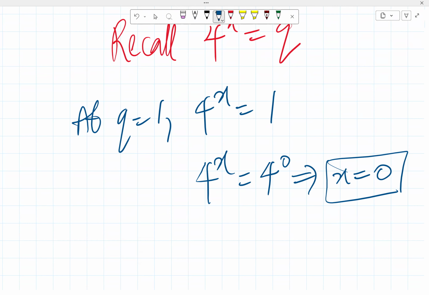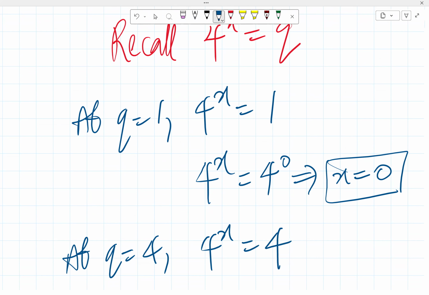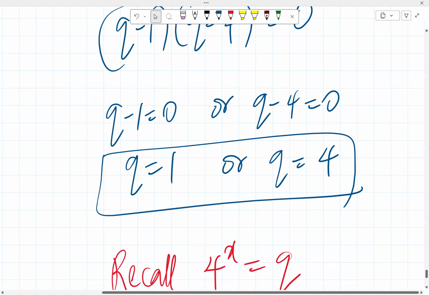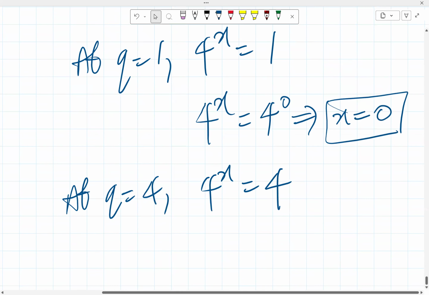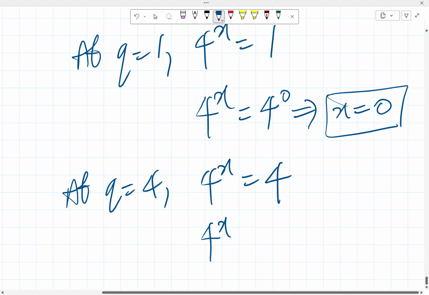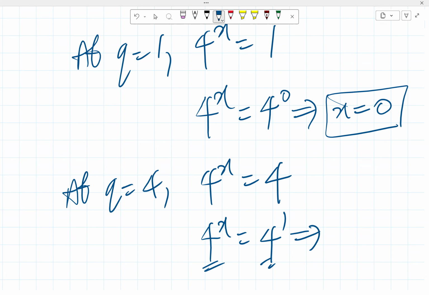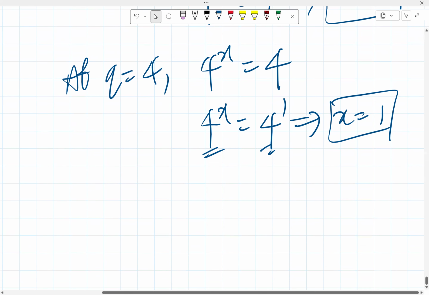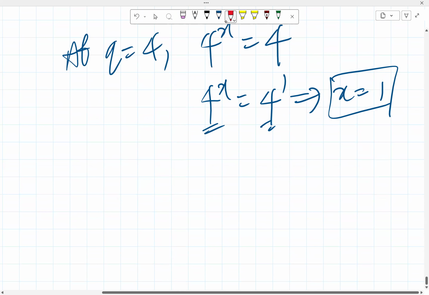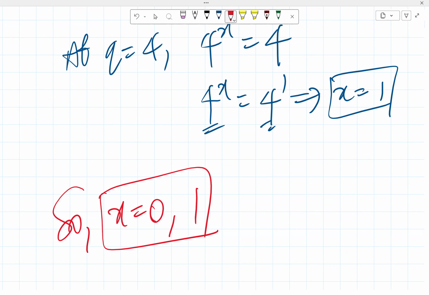Then, on the other hand, at q equals 4, we have 4 raised to the power x equals 4, right? Because the two values of q are 1 and 4. So 4 raised to the power x is equal to 4 raised to the power 1. That implies that, because the bases are the same, x is equal to 1. So we conclude that x is equal to 0 or x is equal to 1. These are the two values of x.